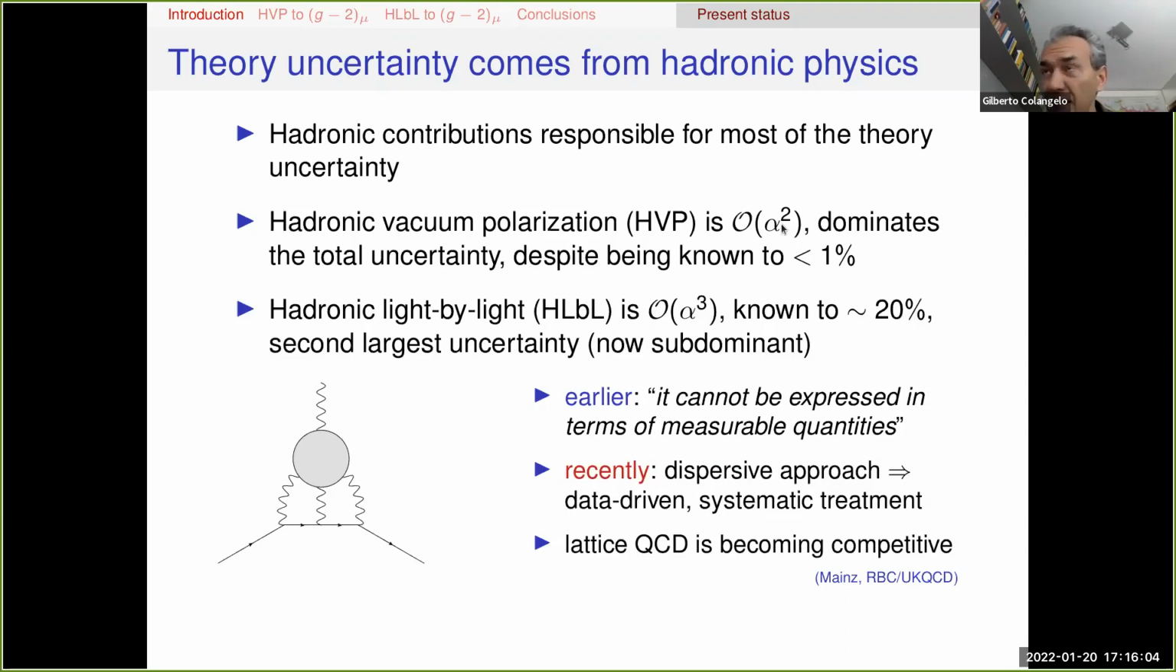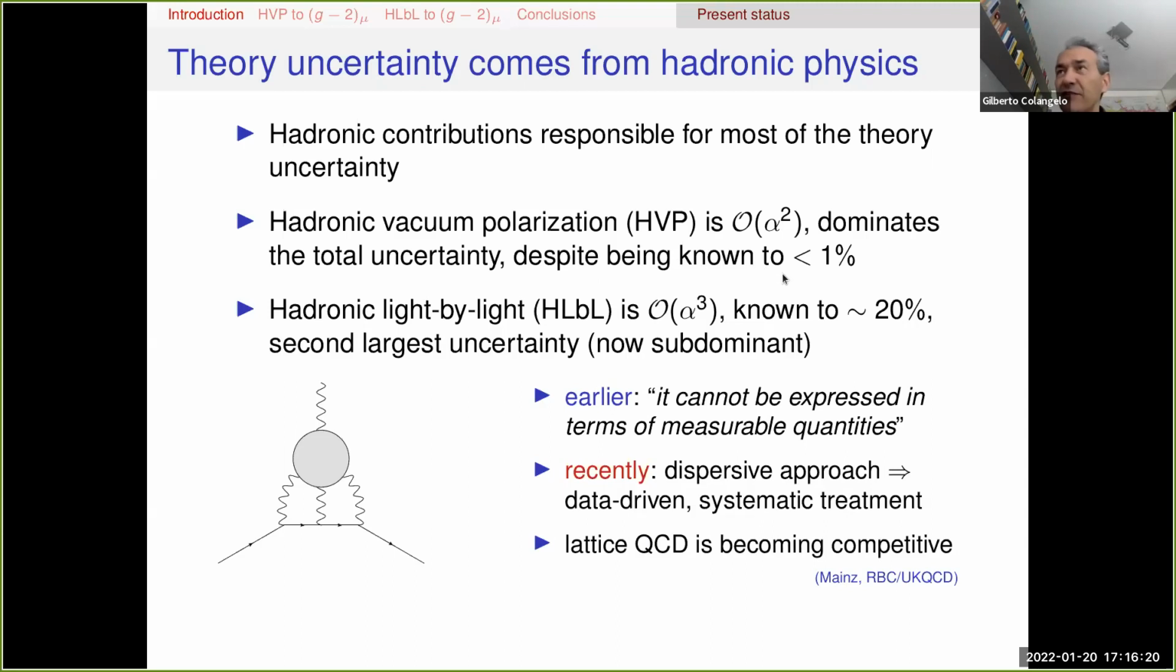Hadronic light by light is one order higher. HVP is order alpha squared. Hadronic light by light is order alpha cubed. And so one expects this to be about a factor 100 smaller than hadronic vacuum polarization, as it is the case.